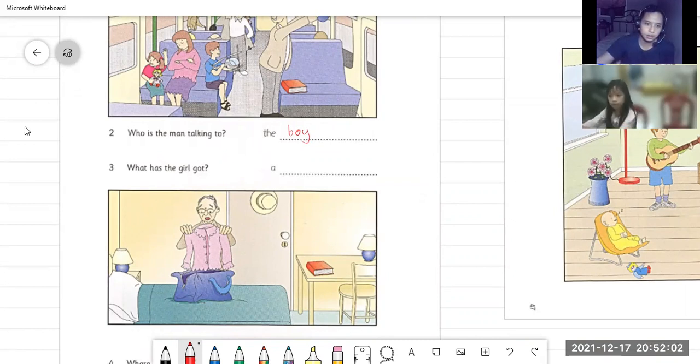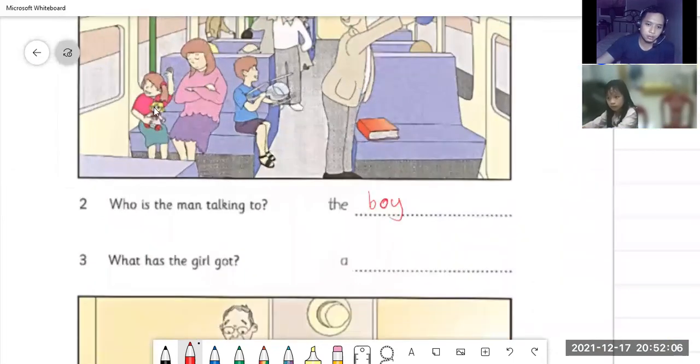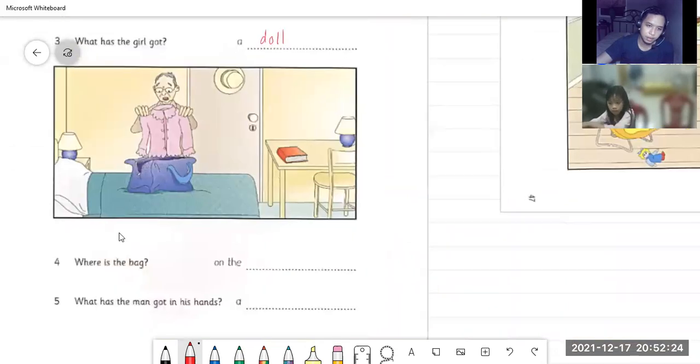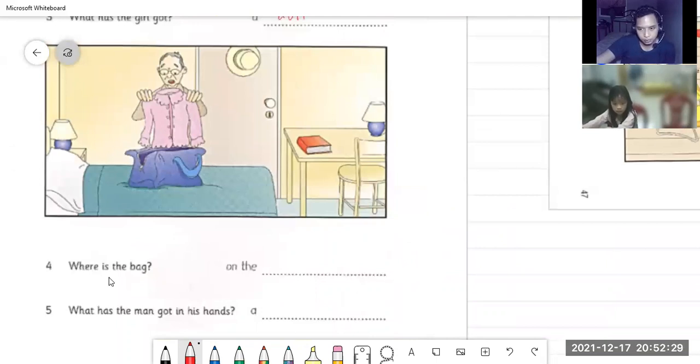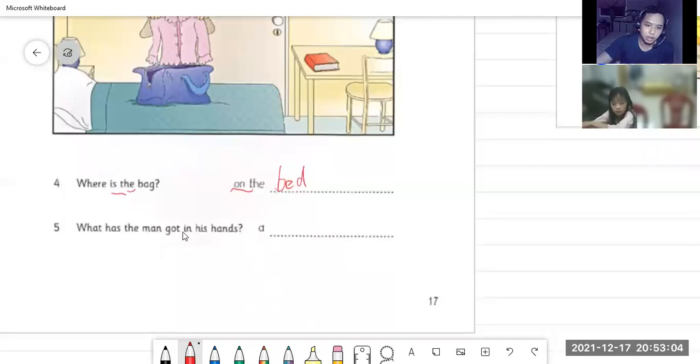Okay, what has the girl got? Look at the girl. What has she got? A doll. Okay, very good. Next one. Where is the bag? Can you read? Where is the bag? On the bed. On the bed.